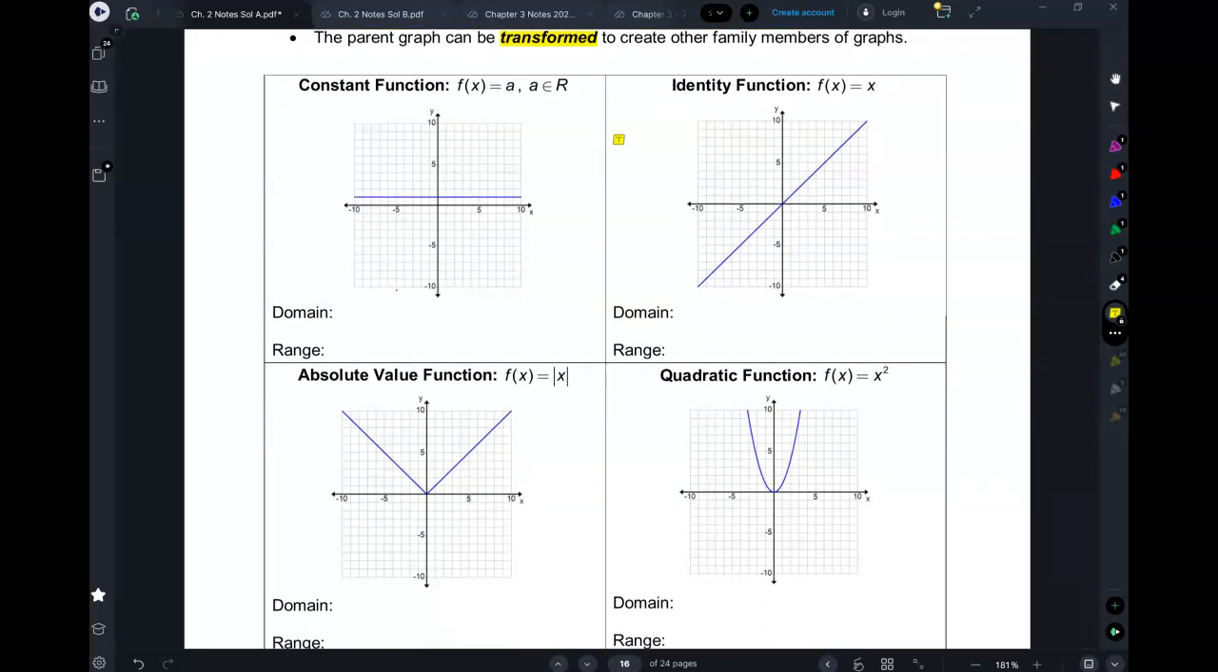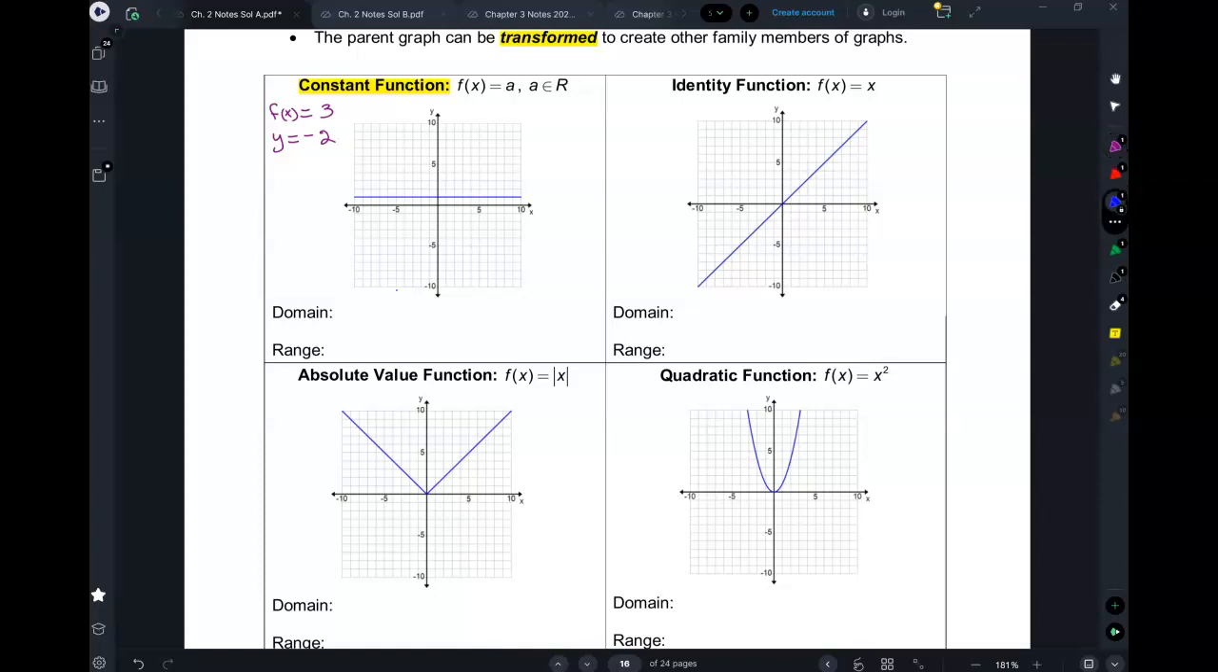So we're going to go through a couple of graphs. The first is a constant function. If you have a constant function, for example, f of x is equal to 3, or y is equal to -2, the graph of this is just a horizontal line, okay? And it's called a constant function.